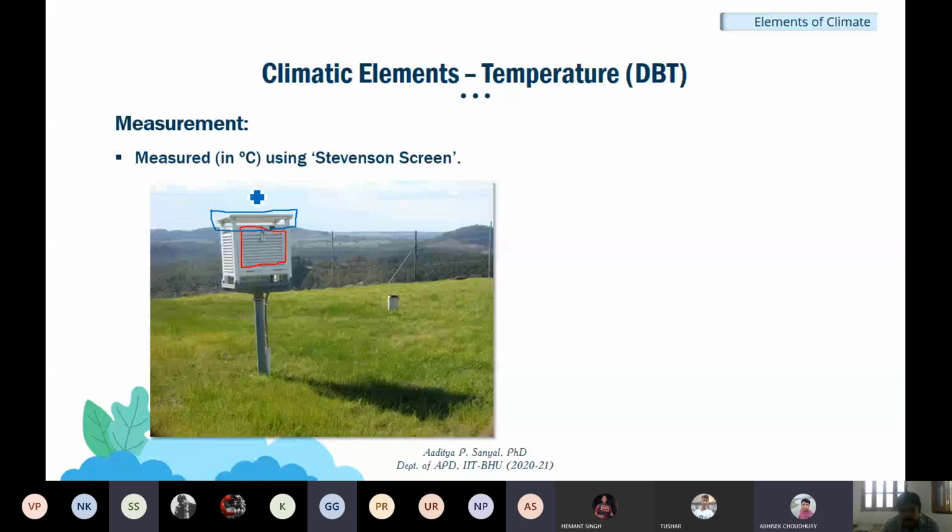Sir, so that the raindrops, so that rainwater should not stay. Rainwater. Raindrops, yes, they may slide off.